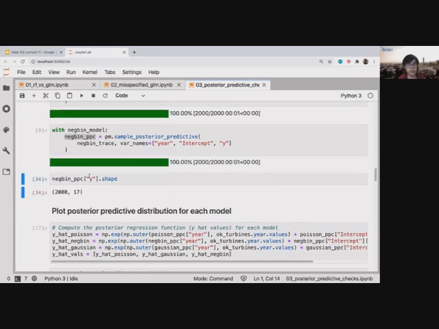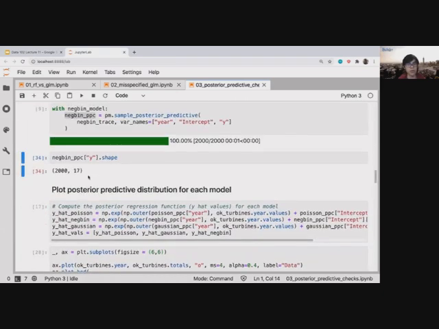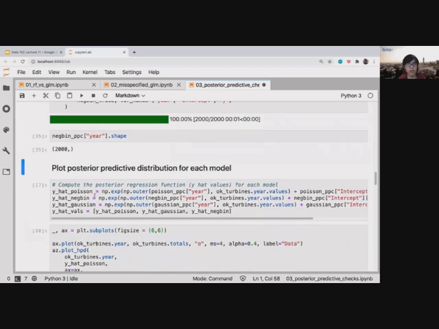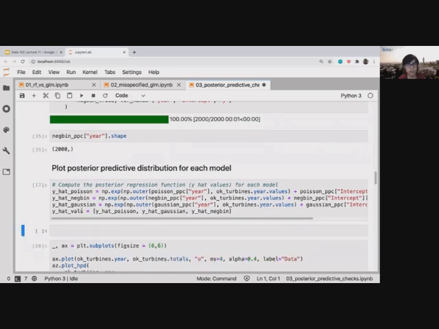So what do we do? I want to make some plots, but first I need to compute some intermediate values. Over here, for each of the models, I'm computing the regression function. For every single replication, so each one of these 2,000 replications, I'm going to compute one regression function, by plugging in the beta values that I get from doing my PPC sampling.